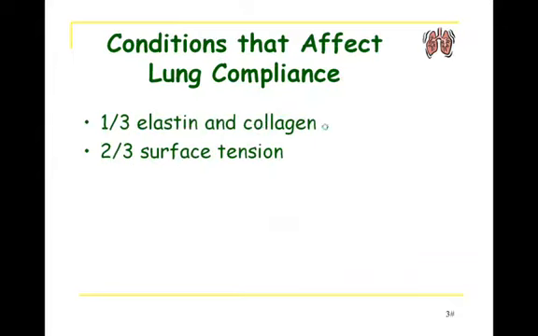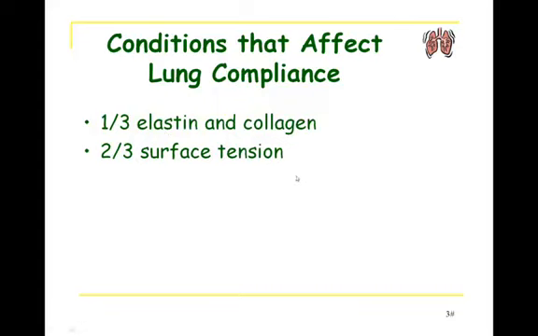So two things affect lung compliance. Our lung compliance depends on how distensible the lung tissue and the surrounding thoracic cage is, which would come from the structure, the components of the lung tissue and that thoracic cavity, which is elastin and collagen. These things would tend to oppose stretch. The surface tension, two-thirds of our lung compliance is based on surface tension, and it's the surface tension of the fluid lining the alveoli.